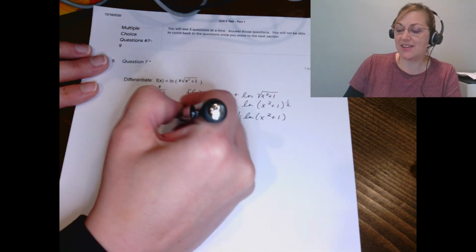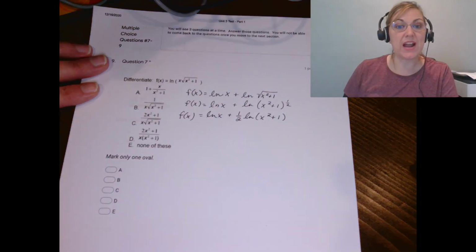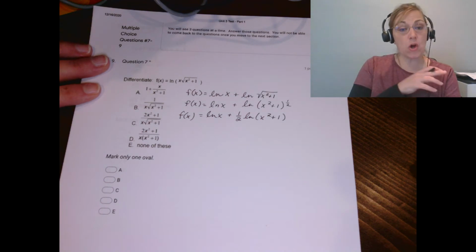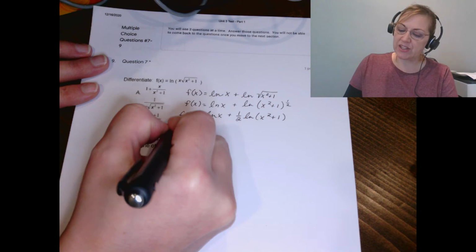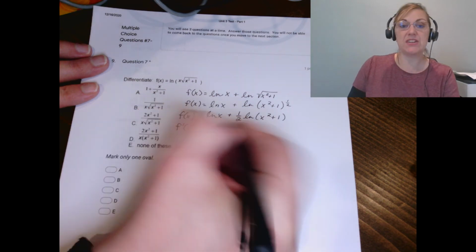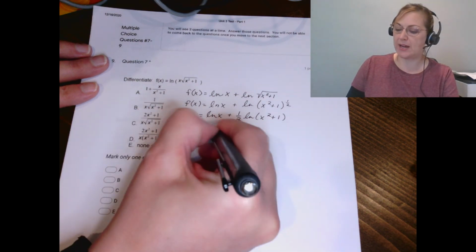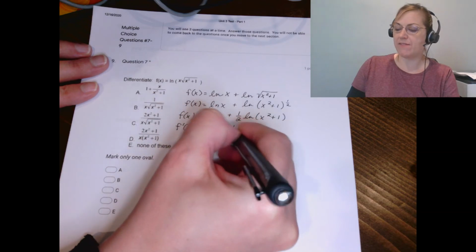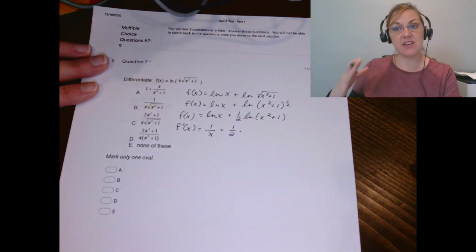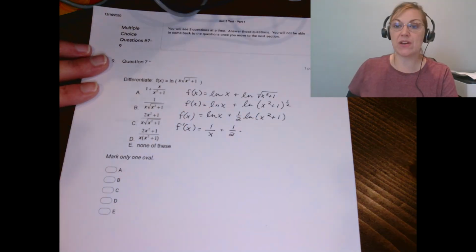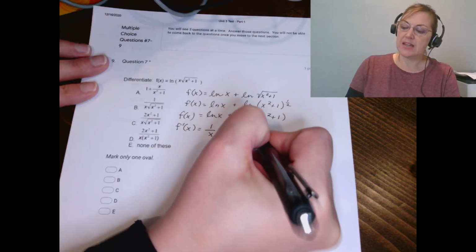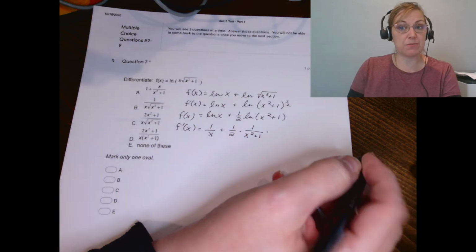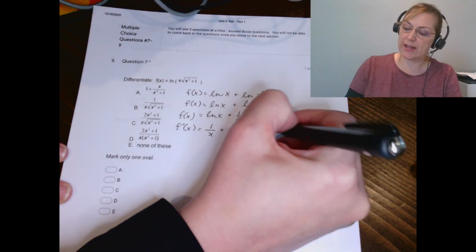Now, friends, I have not done any calculus up to this point. I've only simplified in hopes of making the calculus easier. Now I'm ready to take the derivative. Okay, the derivative of ln of x is 1 over x. Then I've got 1/2. Now the derivative of the ln of x squared plus 1 is a chain rule. So I've got 1 over x squared plus 1 times the derivative of x squared plus 1, which is 2x.